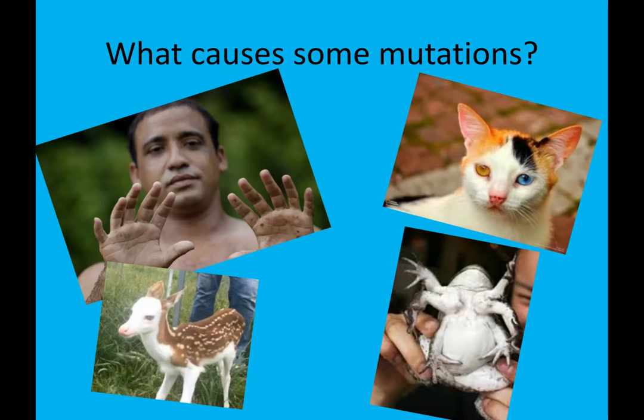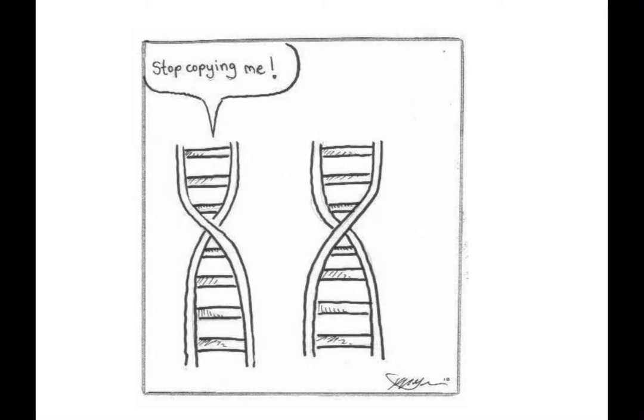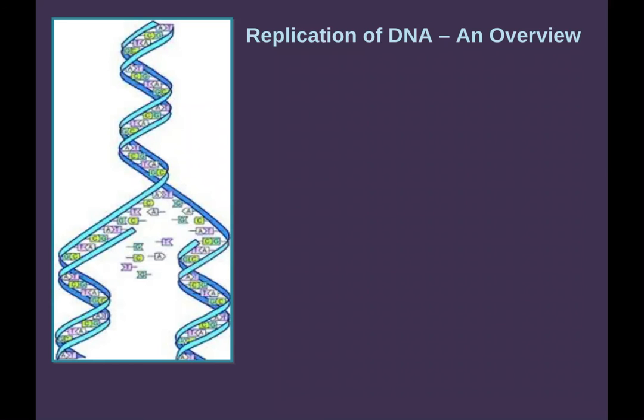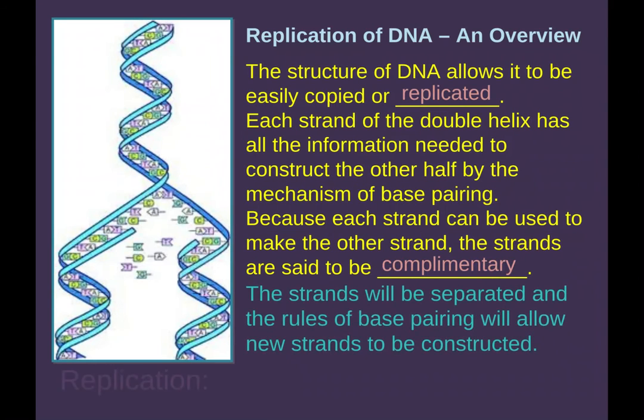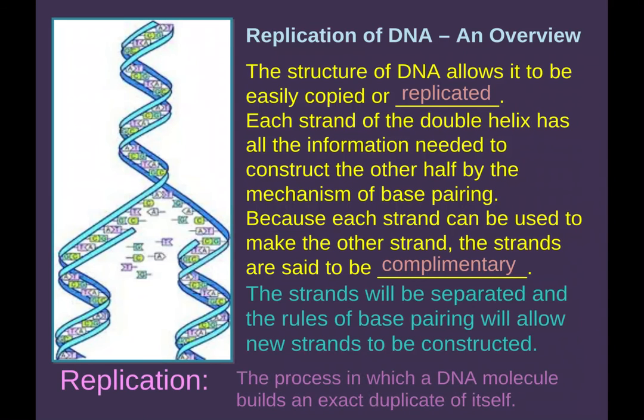So how do we get mutations? You can see some examples of mutations here. We're going to have to copy our DNA. And a lot of times when that DNA gets copied, maybe that's not done correctly, and that's when we would get mutations. So first of all, we're going to look at how that DNA is getting copied.